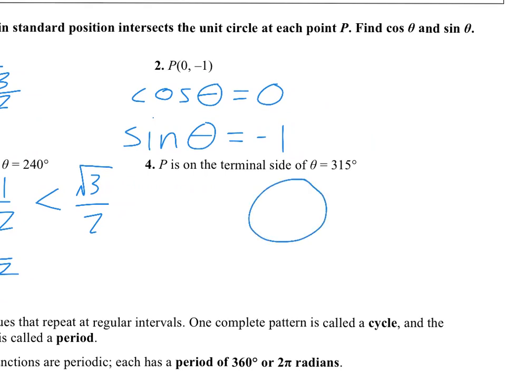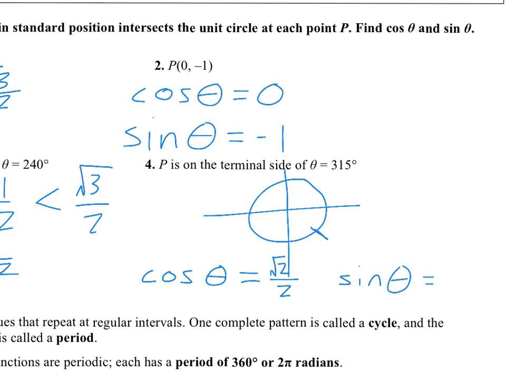Okay, for number 4, 315 degrees is halfway between 270 and 360. Anytime you're in the middle, the coordinates are both rad 2 over 2. Cosine theta, cosine is the x, so that's positive radical 2 over 2. In quadrant 4, sine is negative, so negative rad 2 over 2.